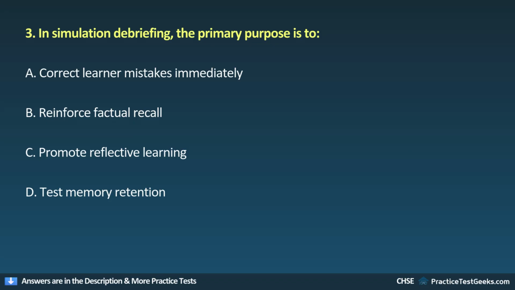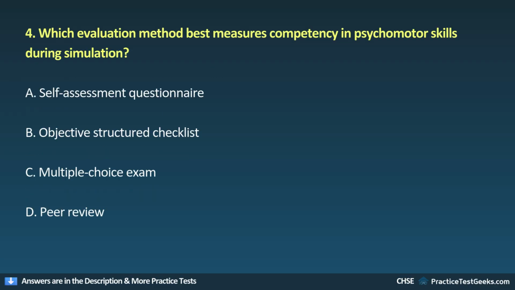3. In simulation debriefing, the primary purpose is to A. Correct learner mistakes immediately. B. Reinforce factual recall. C. Promote reflective learning. D. Test memory retention.